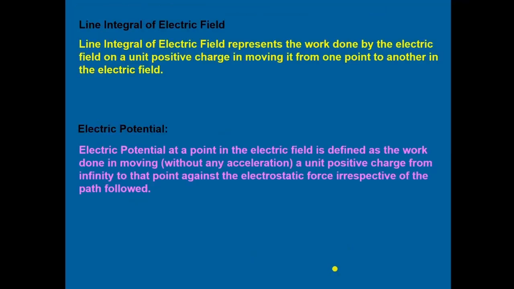In this whole lecture, first we have discussed the line integral of electric field. Line integral of electric field represents the work done by electric field on a unit positive test charge in moving it from one point to another in the electric field. Then the electric potential. Electric potential at a point in electric field is defined as work done in moving without acceleration a unit positive charge from infinity to that point against the electrostatic force irrespective of the path followed.